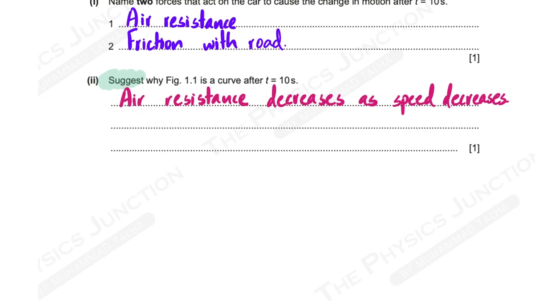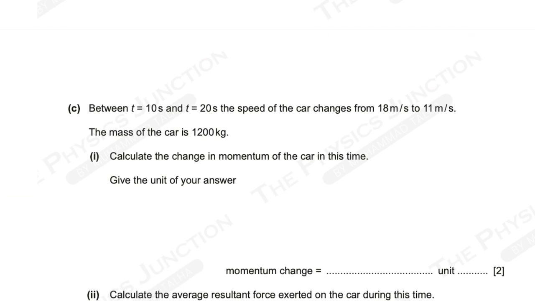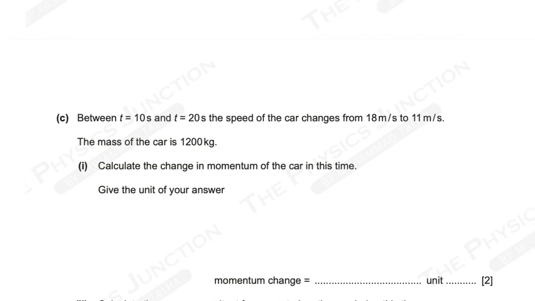Next part. Between 10 and 20 seconds, the speed of the car changes from 18 to 11. Mass of the car is given. Find the change in momentum of the car. Give the unit of your answer. For units, you can either write newton second or kg meter per second. There's no such preference. Change in momentum is mv minus mu.